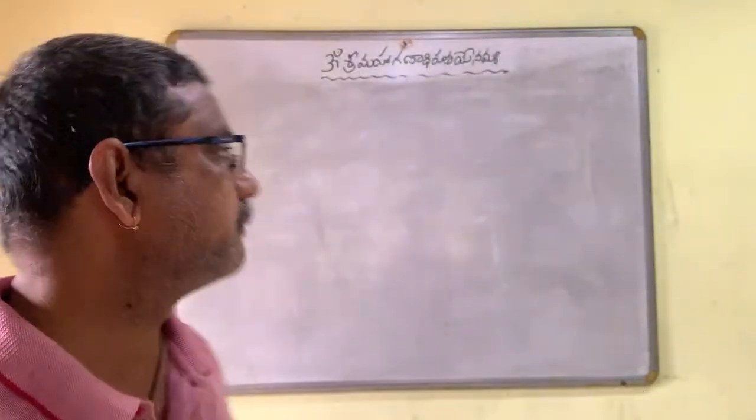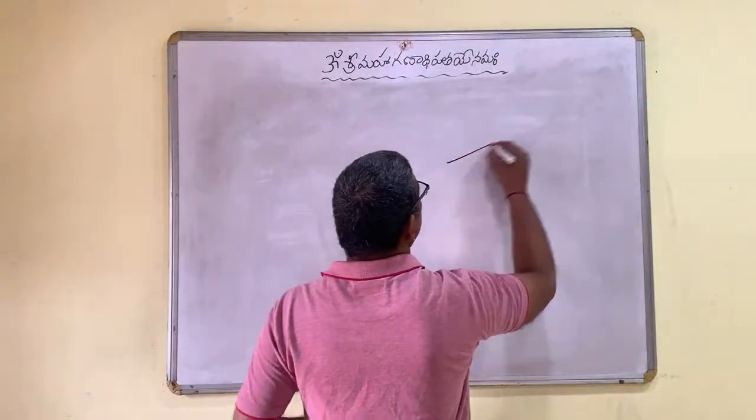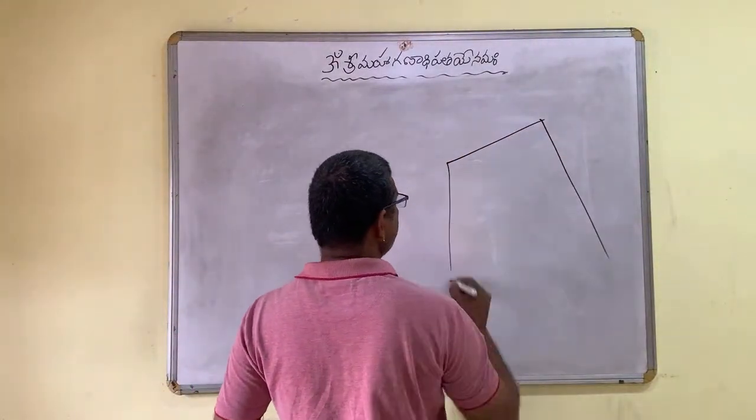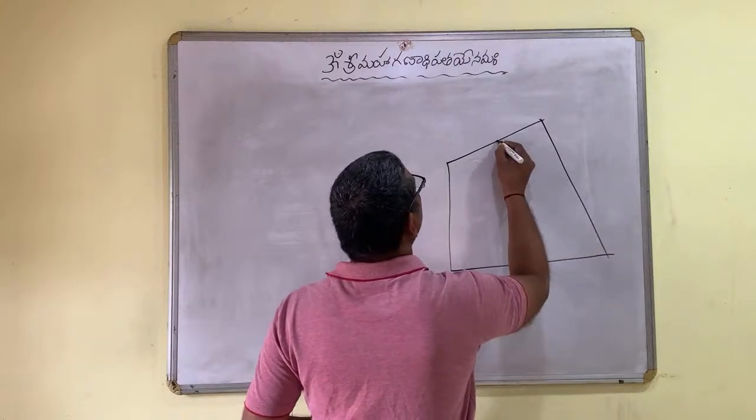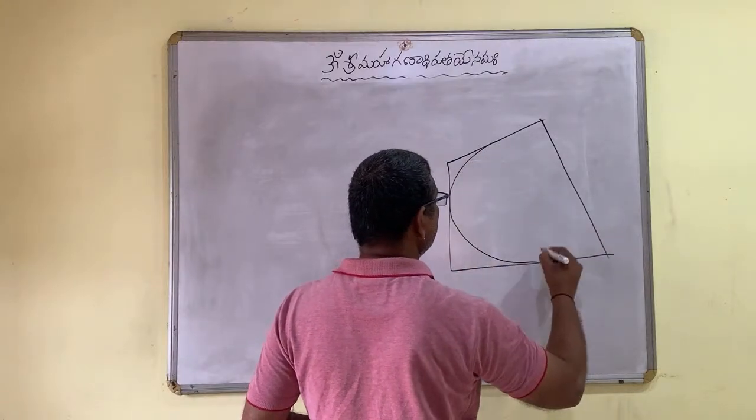A quadrilateral ABCD is drawn to circumscribe a circle. Prove that AB plus CD is equal to AD plus BC. See, children, there is a quadrilateral and it circumscribes a circle.